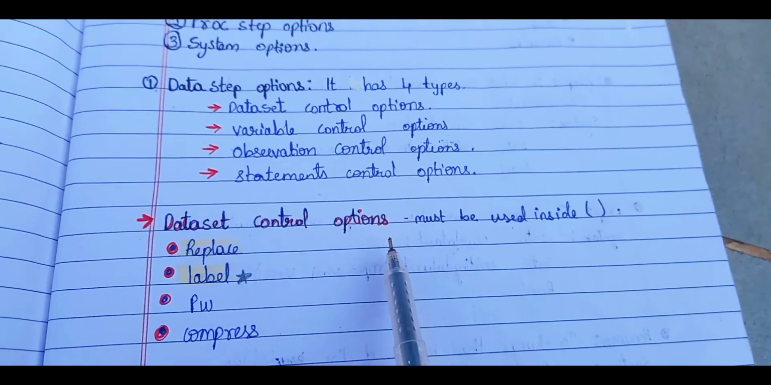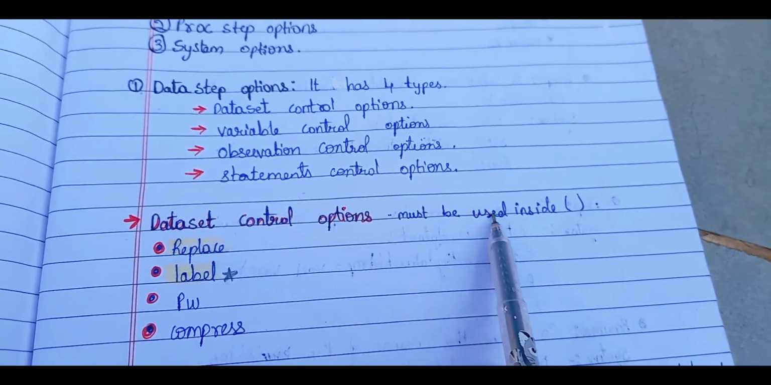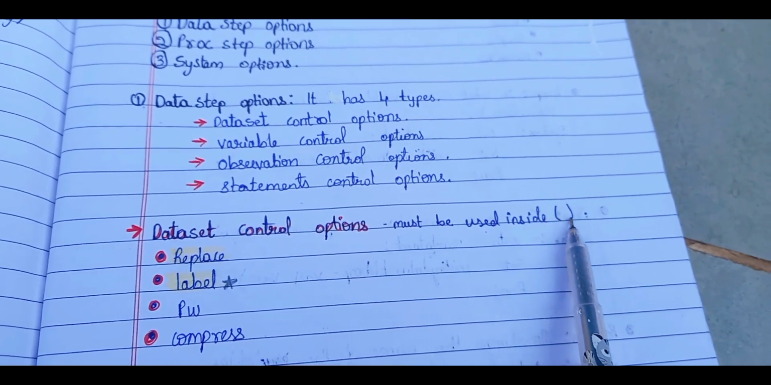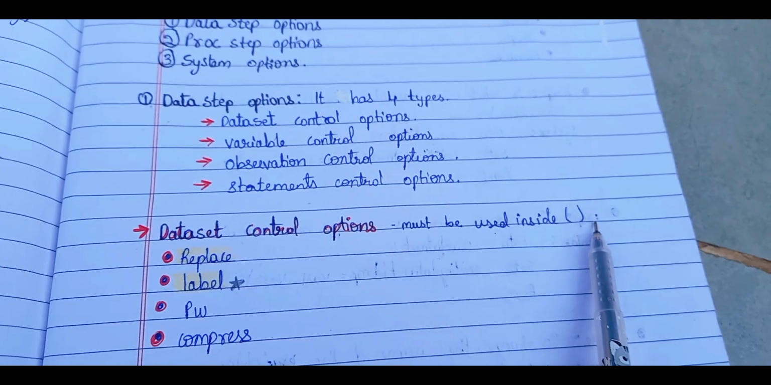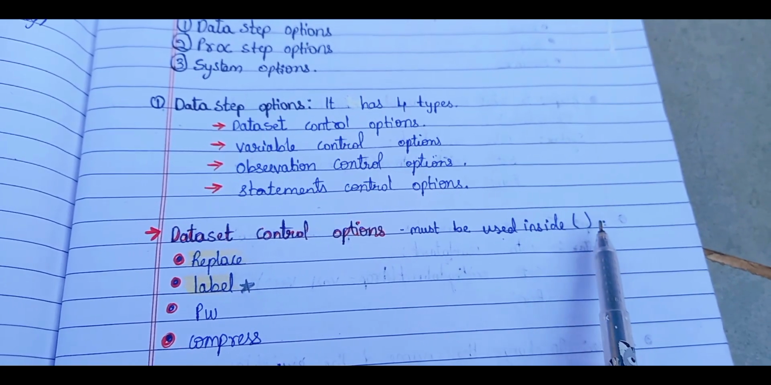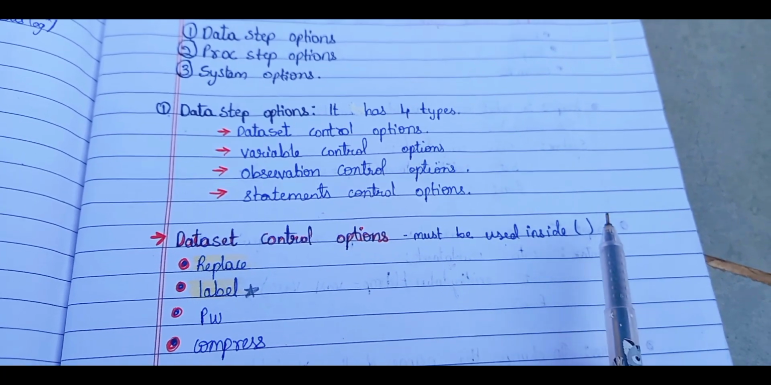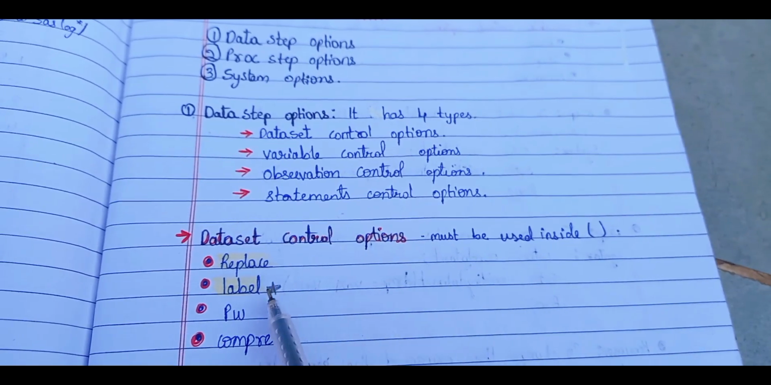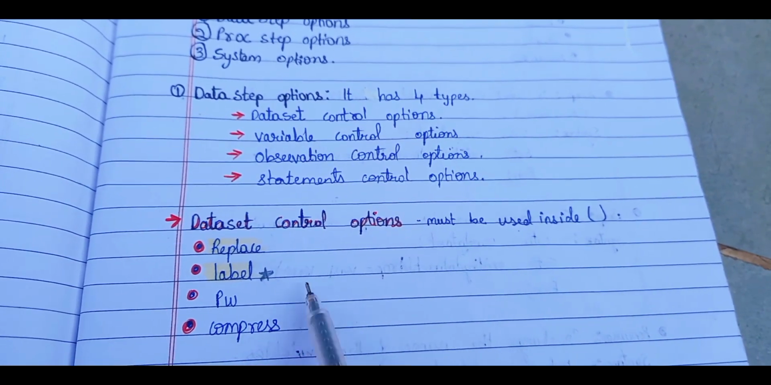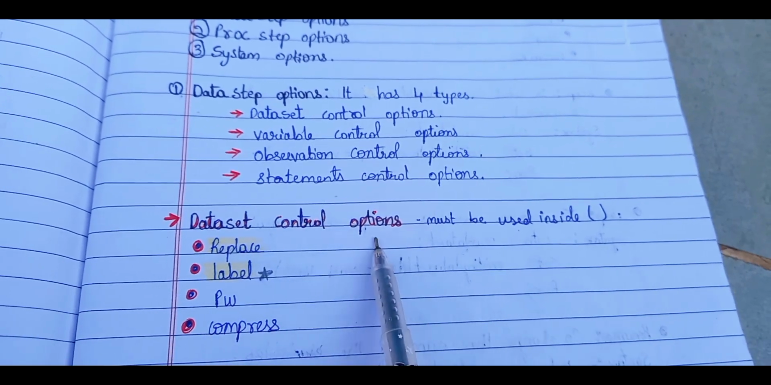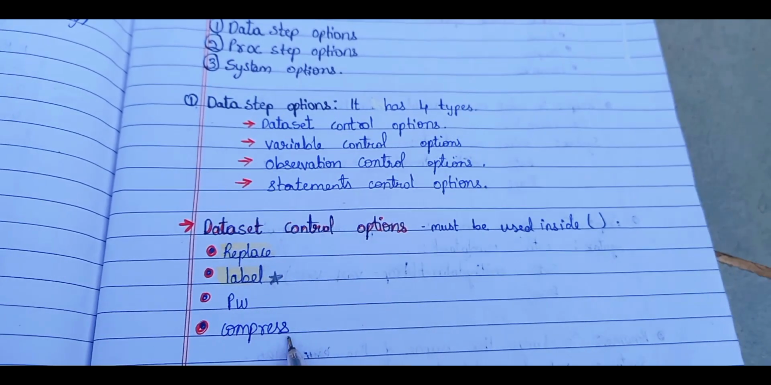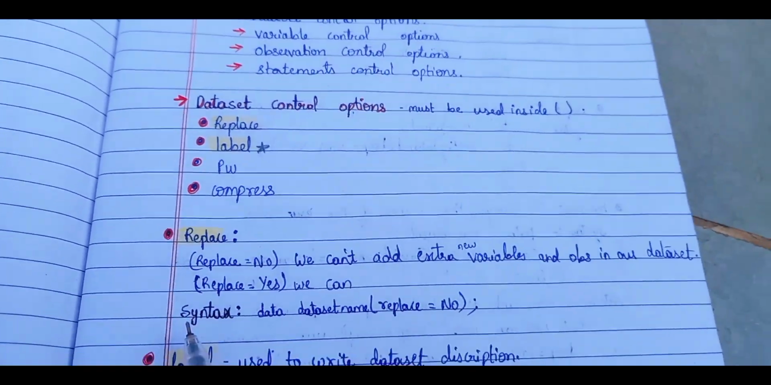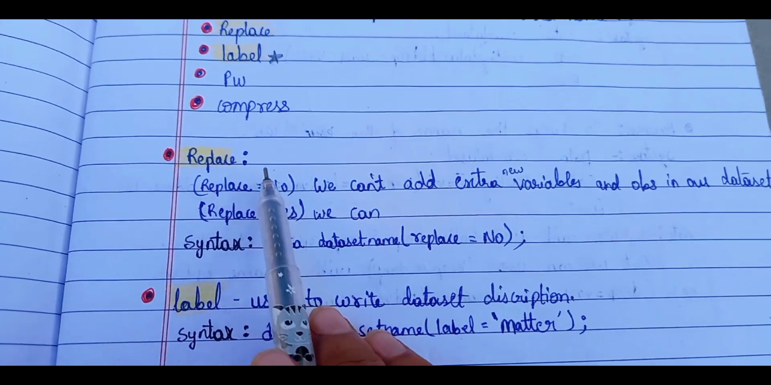Data set control options must be used inside parentheses, or brackets you can say. Clear? An open bracket and a close bracket. These options must be inside this bracket. We have 4 options here in the data set control options: replace, label, password, compress. First we will talk about the replace option.